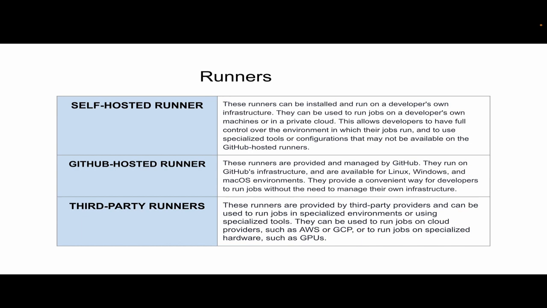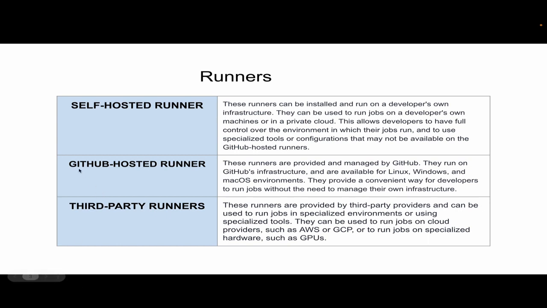So there are different types of runners in GitHub Actions. GitHub Actions uses runners to execute the jobs in a workflow. There are 3 types of runners. The first one is the self-hosted runner. These runners can be installed and run on developers' own infrastructure. They can be used to run jobs on a developer's own machine or in a private cloud. This allows developers to have full control over the environment in which their jobs run and to use specialized tools or configuration that may not be available in GitHub-hosted runners.